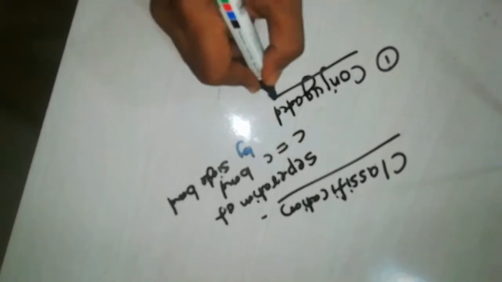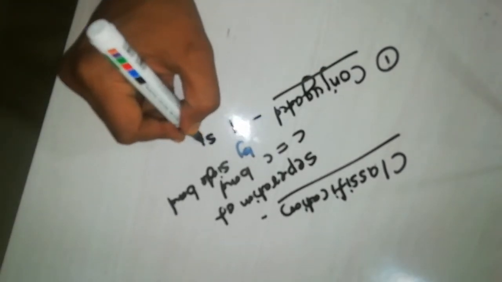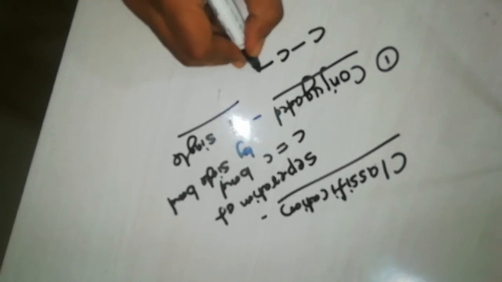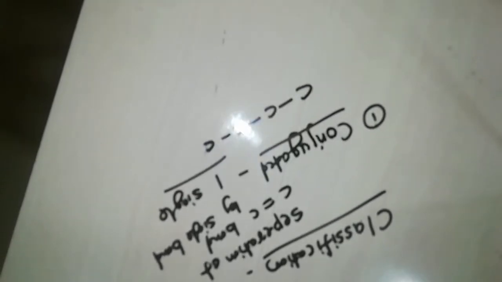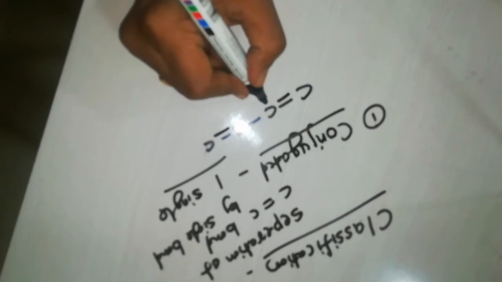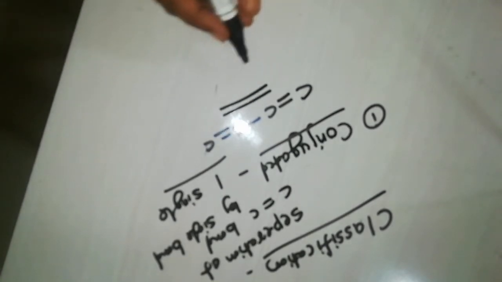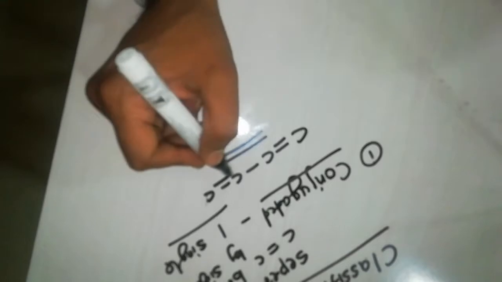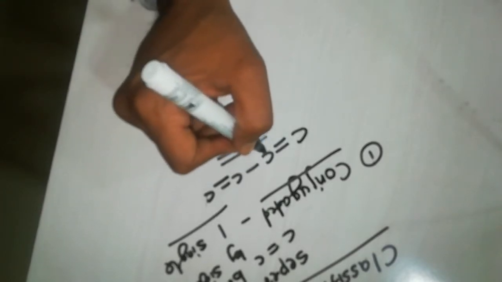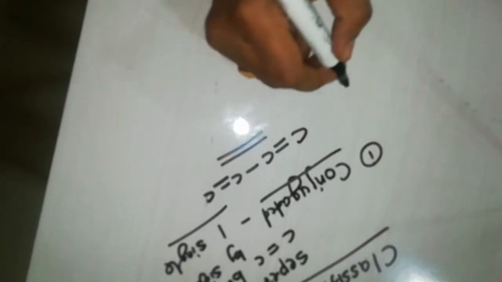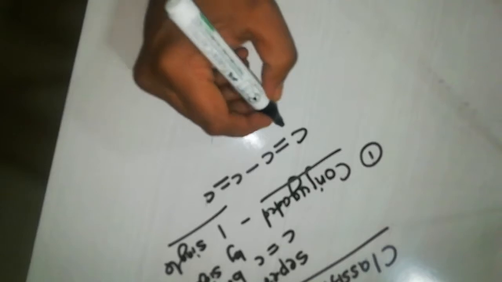Conjugated means the double bonds are separated by one single bond. It means if you have, say, 4 carbon atoms in a chain with one double bond and another double bond, and these two double bonds are separated by one single bond, then it is called a conjugated diene. You can cite an example like this.